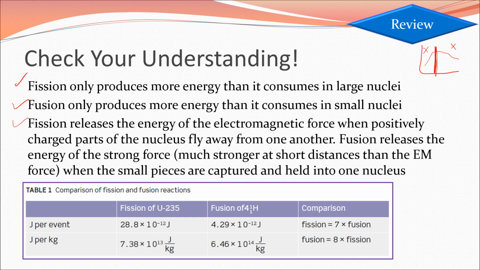Fission releases the energy of the electromagnetic force when positively charged particles of the nucleus fly away from each other. Okay? Fusion releases the energy of the strong force, which is very, very strong at short distances, and we looked at the strong nuclear force in previous chapters. So it comes back to releasing the energy of this strong force physically in the actual atom.